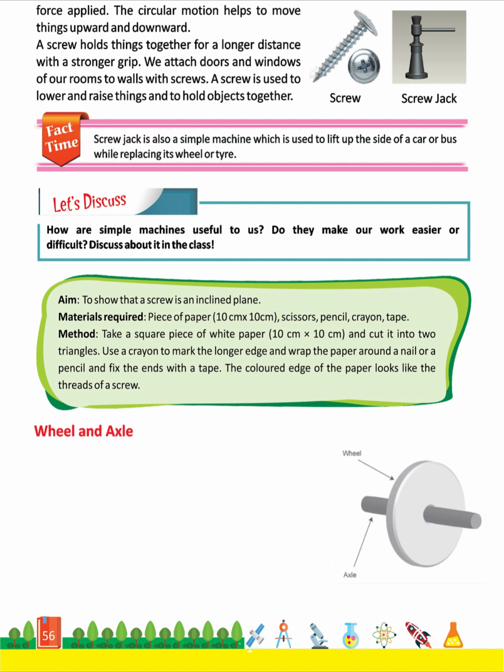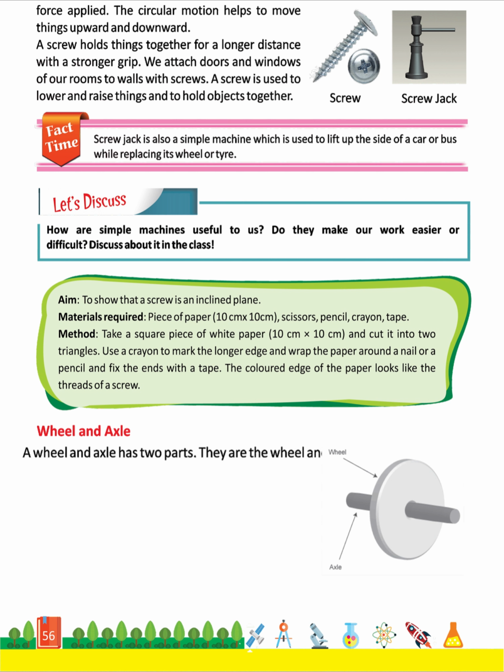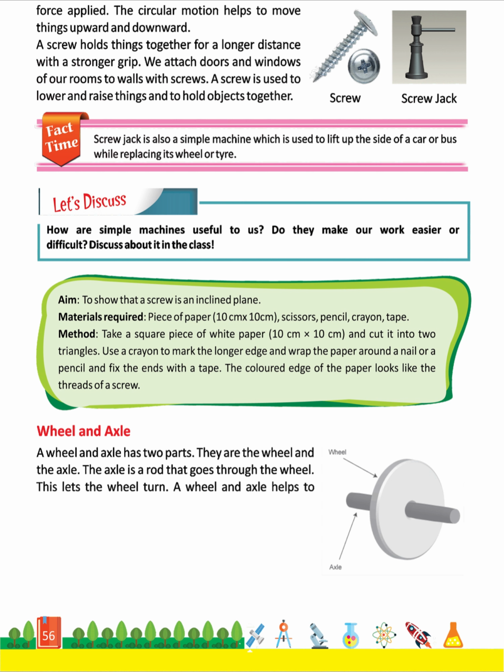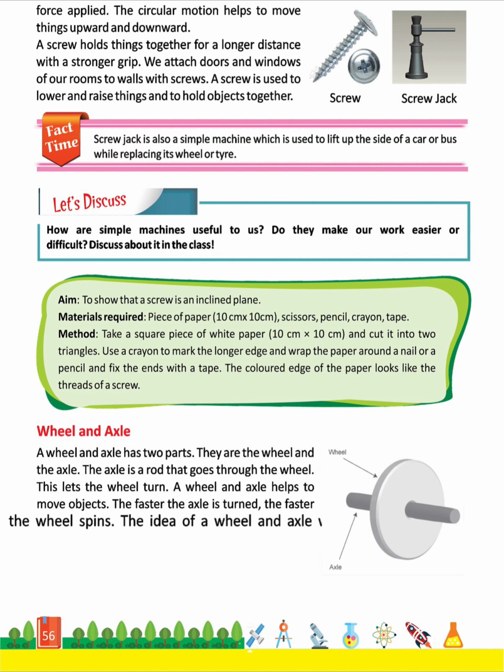Wheel and axle. A wheel and axle has two parts. They are the wheel and the axle. The axle is a rod that goes along through the wheel. This lets the wheel turn. A wheel and axle helps to move objects. The faster the axle is turned, the faster the wheel spins.